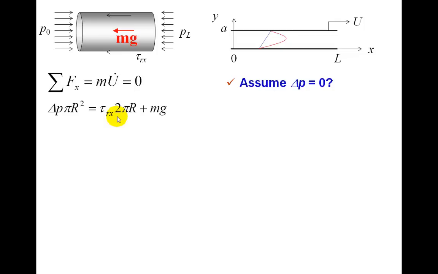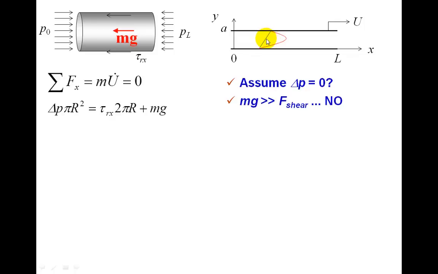and so we say, can we assume that delta P is equal to 0? In this case, mg is so much greater than the shear force that we just calculated. It's 2 orders of magnitude greater, so the answer is no, because this pressure difference is going to have to provide for that additional mass.